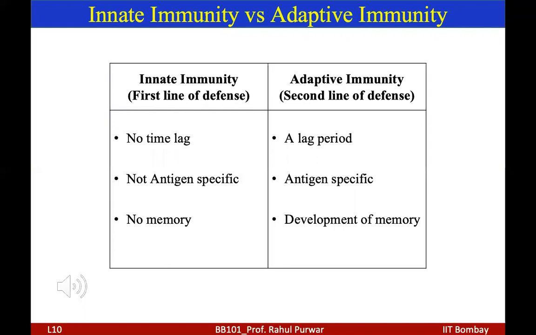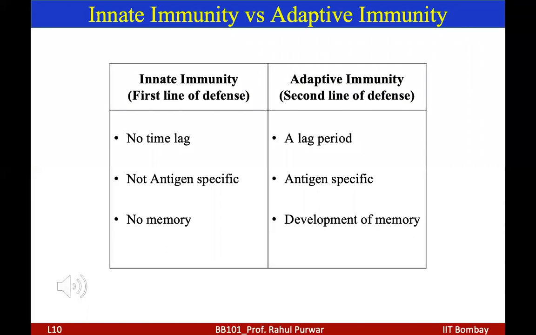However, the adaptive immune response is very precise and is the second line of defense. There's a lag period because it takes some time to develop. It's very specific against the target, whether viruses, bacteria, or anything else, but it also develops memory. That means once an infection has happened, if the virus or bacteria comes a second time, the memory of the previous infection is there, so the body is more prepared. There will be a shorter lag period. So this is a very good concept for vaccines.